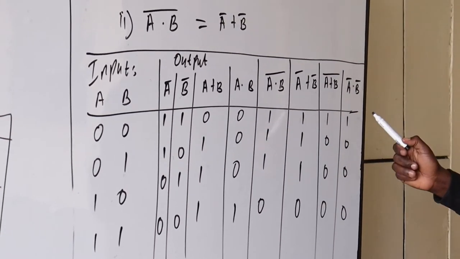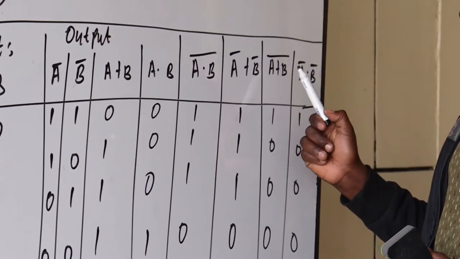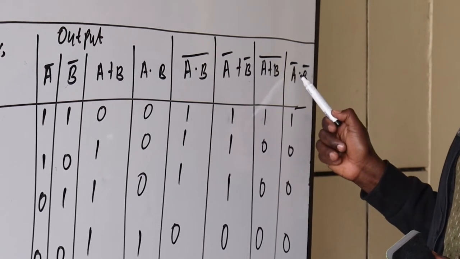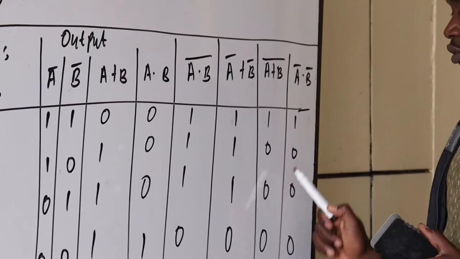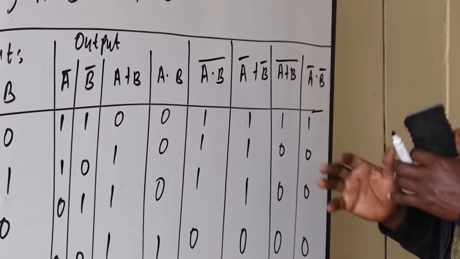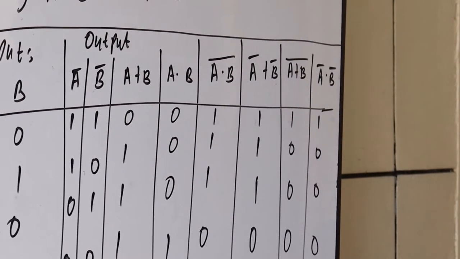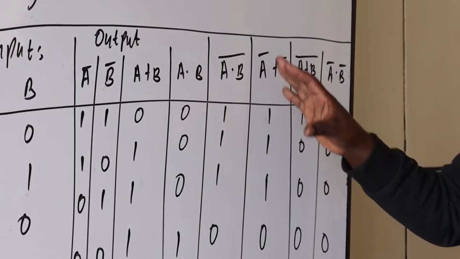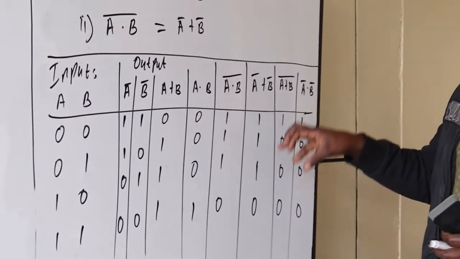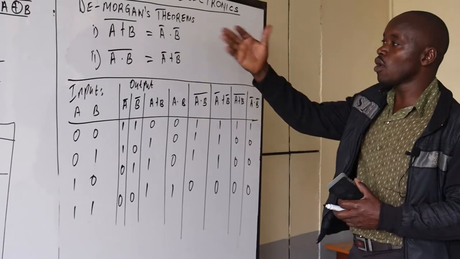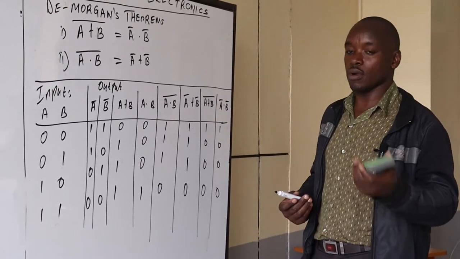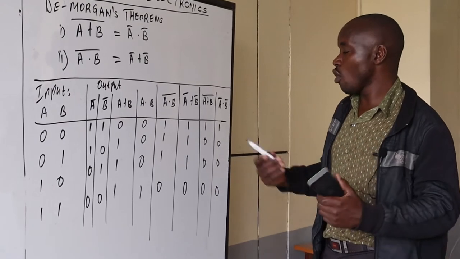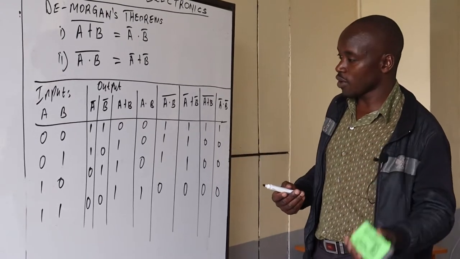Also, A plus B, all barred, is the same as A bar dot B bar, since the outputs from the truth table are the same. So ensure that during your own time, you understand this truth table and check it. Then when we apply De Morgan's theorems, it will be very easy for you to change from a product to a sum, or from a sum to a product.